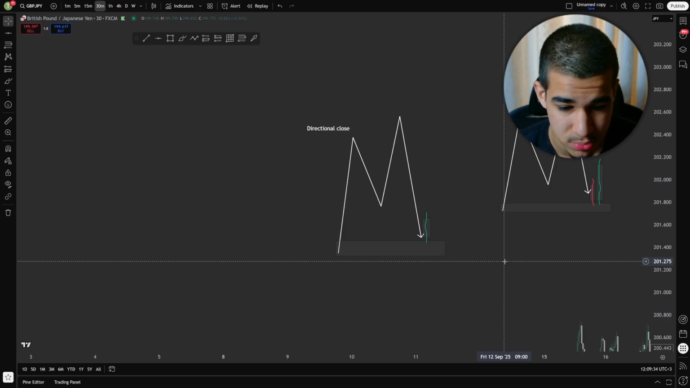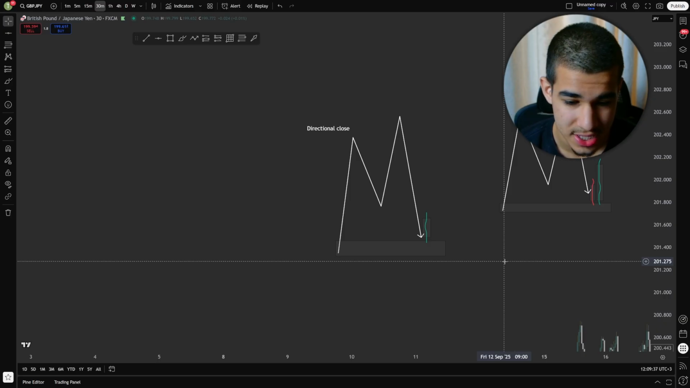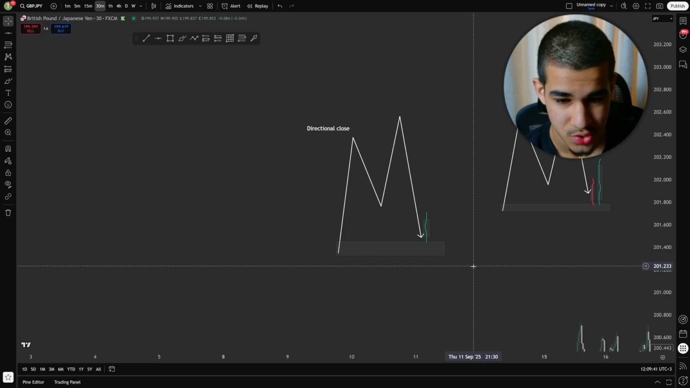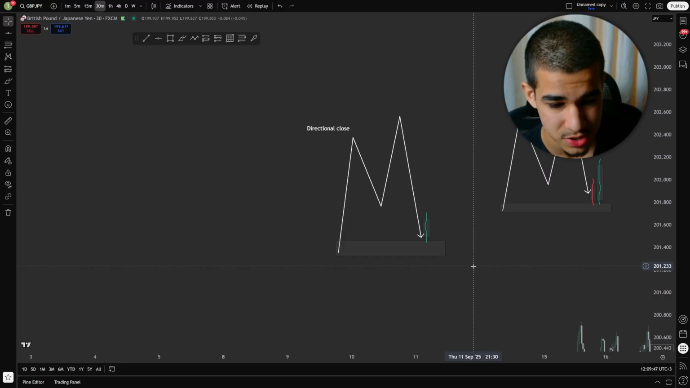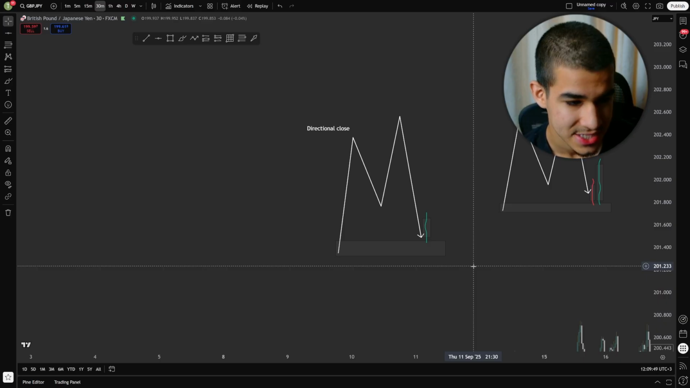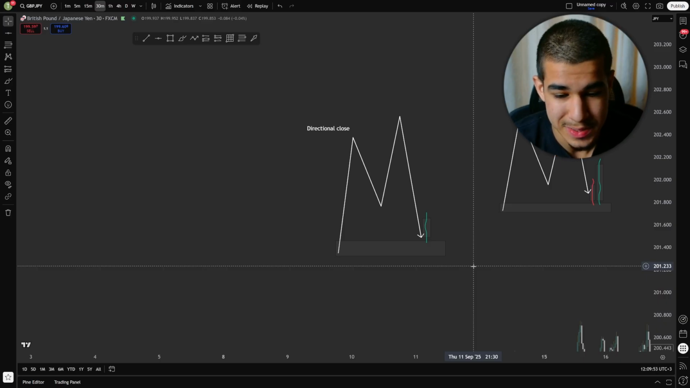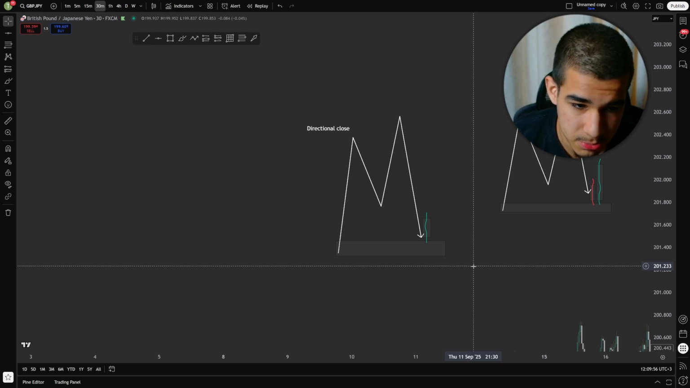So you need to have a wick inside the zone and not a body. I'm going to show you live examples as well, but right now I just want to give you the idea of how these entry models work. A directional close is the most common one, the most simple one. You just enter on the first bullish closure to react from your demand zone, and on a supply zone example, you enter on the first bearish candle to react from your supply zone.